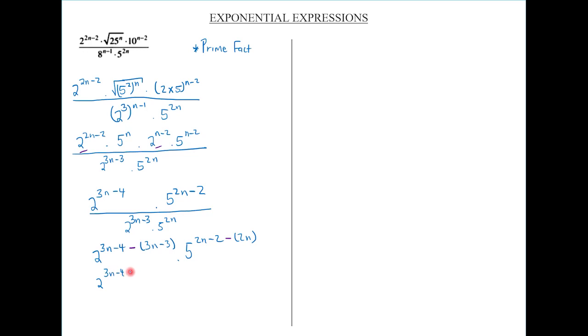n minus 4 minus 3n plus 3 times 5 to the 2n minus 2 minus 2n, and then this cancels with that, and also here I can say this cancels with this one, and then on the 2 we're left with minus 4 plus 3, which is minus 1, and here it is going to be times 5 to the minus 2, right? Now you see we're left with 2 exponents, and they have a negative power.